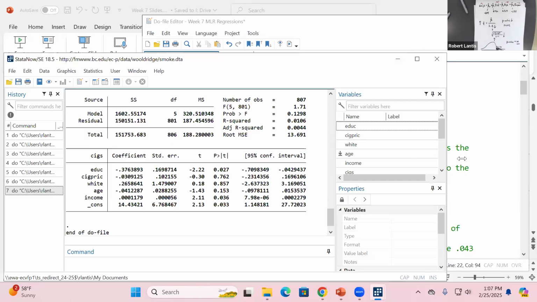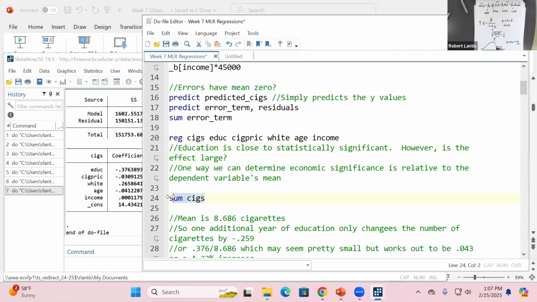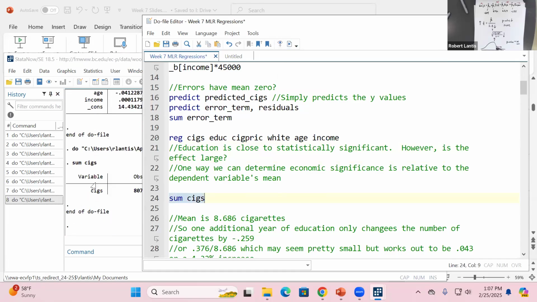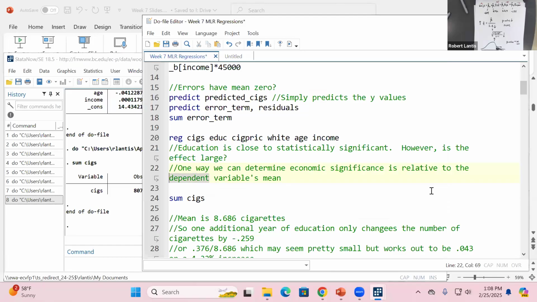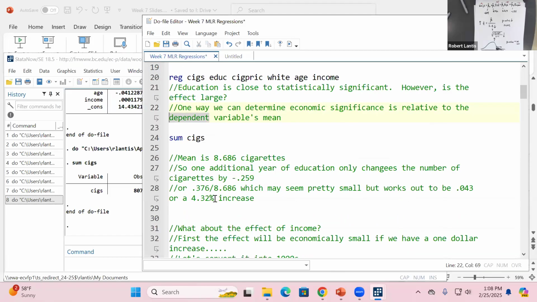If I can't remember what the variable is, let's try to get an idea about it. So if I summarize that cigarette variable, I'm going to guess maybe it's daily. Hopefully it's weekly. But if it's daily, the average cigarette use in this data set is 8.6 cigarettes a day, right? So would the effect of about 0.4 of a cigarette be relatively large? Well, if I look at that ratio, it's about a 4.3% increase.